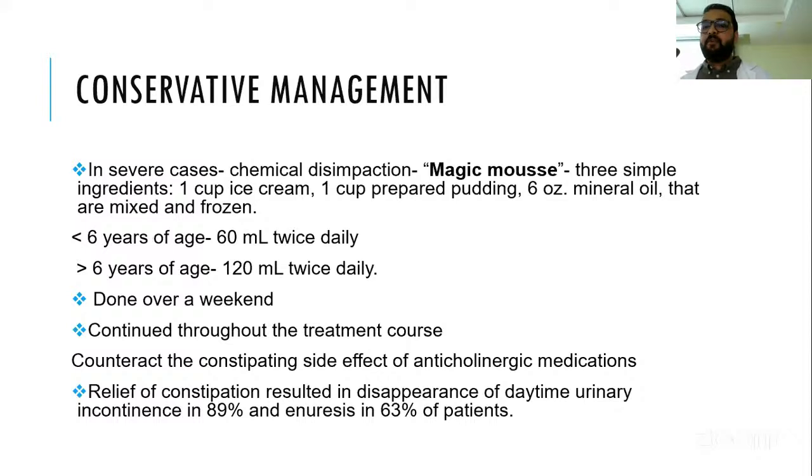In severe cases, we use something known as magic mousse. It has three simple ingredients: 1 cup of ice cream, 1 cup of pudding, and 6 ounces of mineral oil. They are mixed and frozen. Less than 6 years of age, we give 60 ml. More than 6 years of age, we give 120 ml. Usually done over a quiet weekend.